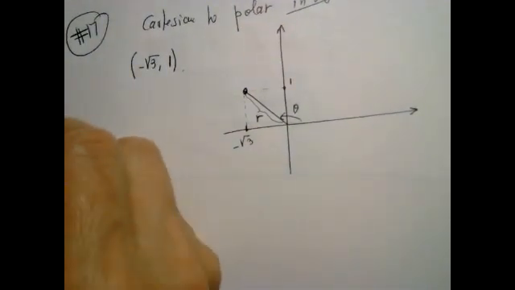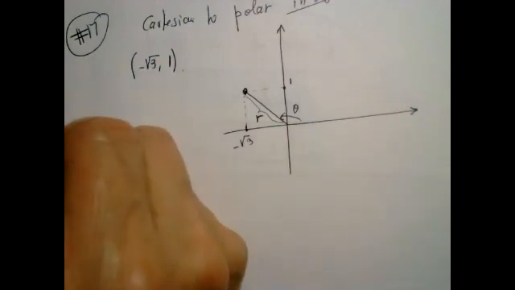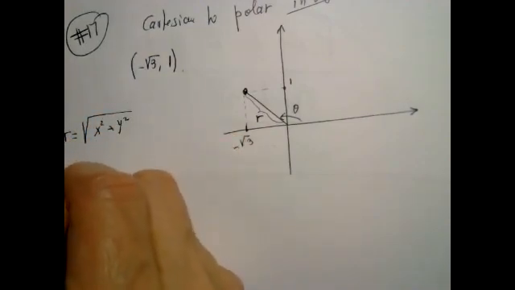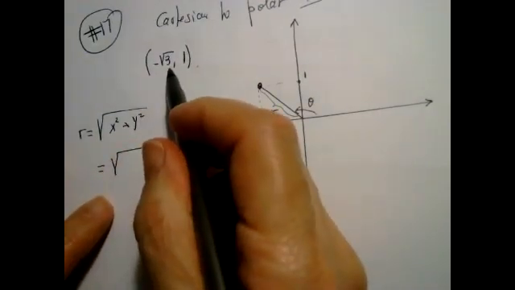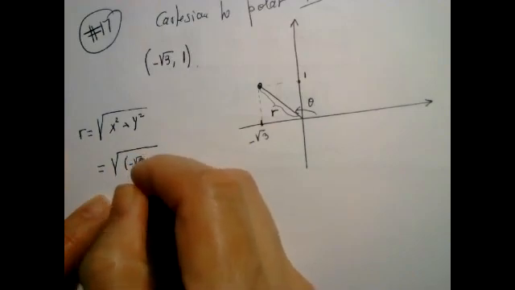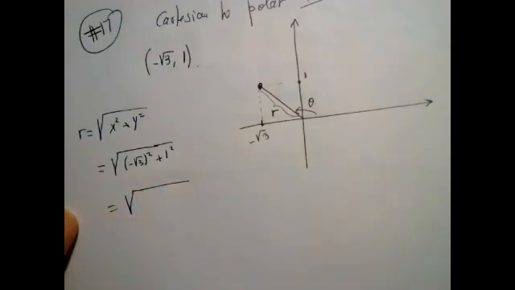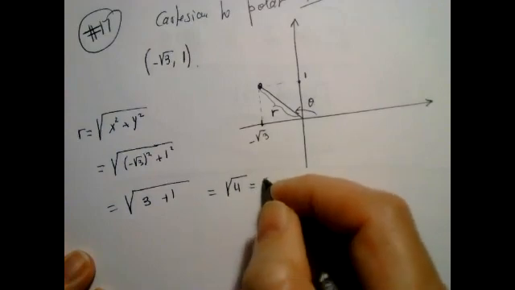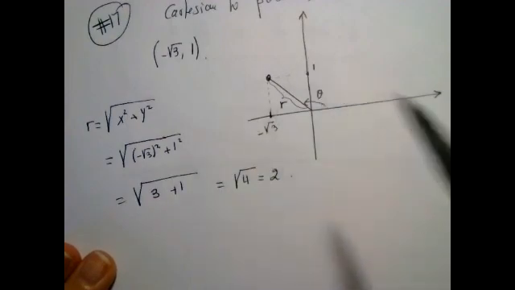Okay, first for r. What is r? R, from the Pythagorean theorem, is the square root of x squared plus y squared. It means the square root of minus the square root of 3 squared plus y squared. Now, minus square root of 3 squared is 3, plus 1, so the square root of 4, which is equal to 2. Okay, so this takes care of r.